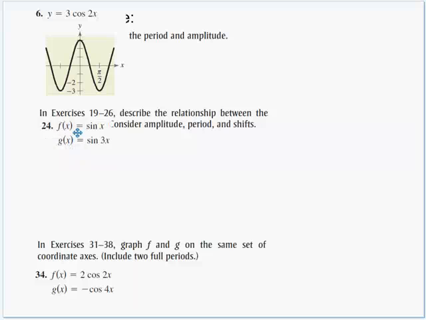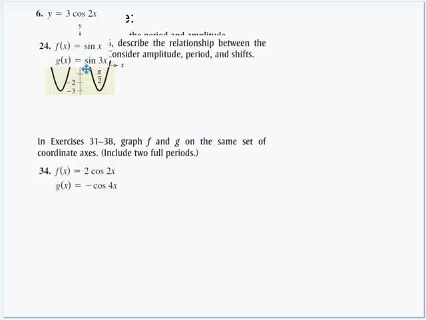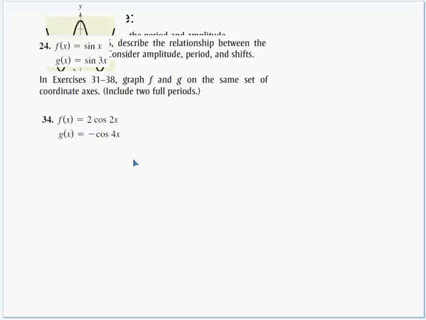And the last one. Now we actually do a little graph in here, so let me move this up. It says graph f and g on the same set of coordinate axes and include 2 full periods. The amplitude here is 2. This amplitude is a -1. And let's find the periods before we even set up the axes. So I'm going to do this upper one here in blue. The period is 2 pi divided by this coefficient. 2 pi divided by 2 is 1 pi. So f of x has a period of 1 pi. And we'll graph g of x in red. So the period of g of x is 2 pi divided by this coefficient, 4, or 1/2 pi.